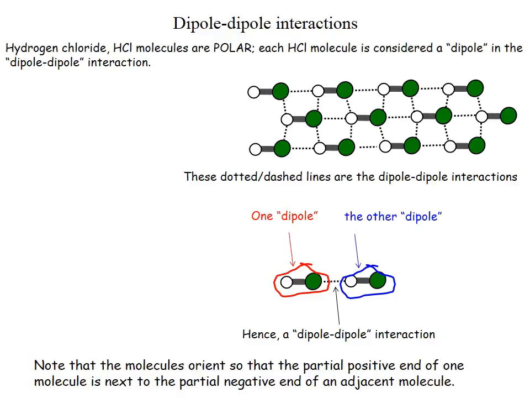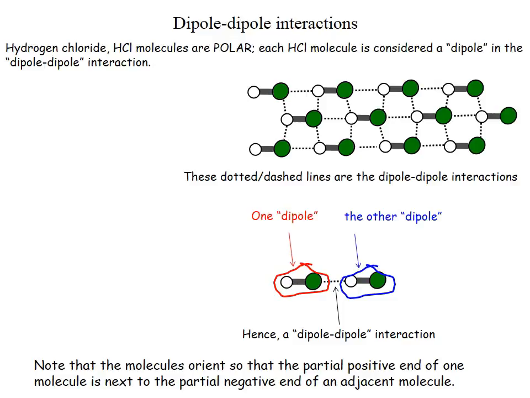One other thing I want to call your attention to is that these molecules are all oriented so that the partial positive hydrogen side of the molecule is directed toward the partial negative chlorine side of the molecule. And that always is going to tend to happen with a dipole-dipole interaction.